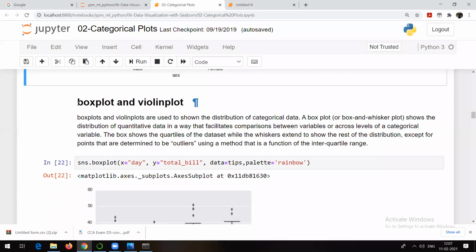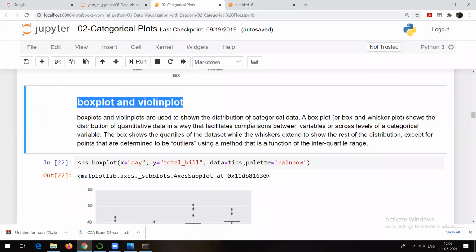Now let's try to talk about box plot and violin plot. If you remember, somewhere we talked about box plot in case of the matplotlib package, not pandas, matplotlib. At that time, I think I gave the explanation about box plot. But still, here we will try to see if there is some doubt. Okay. Box plot and violin plot.